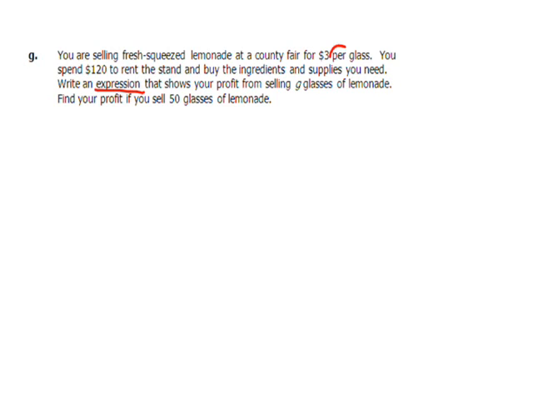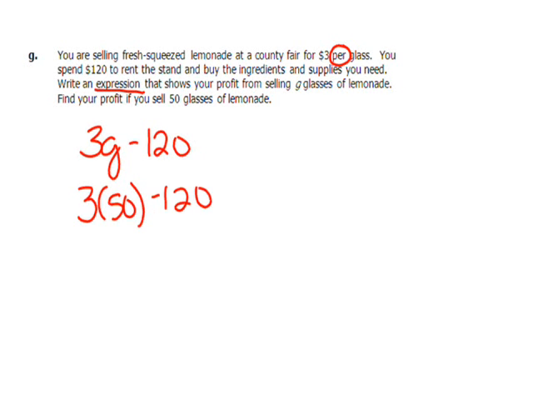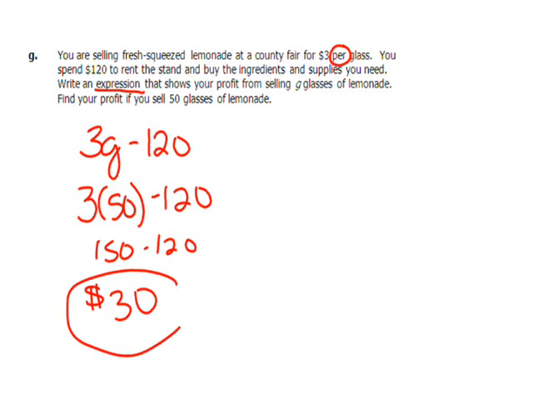This word per means that I'm going to multiply these two together. So I'm going to multiply 3 times G, and that gives me how much money I'm going to make, but I have to take away that $120 that I already spent. And then if I sell 50 glasses of lemonade, then I just plug in 50 for G, and I get 150 minus 120, so I make 30 whole fabulous dollars. Not very much money. Hope I didn't work well.